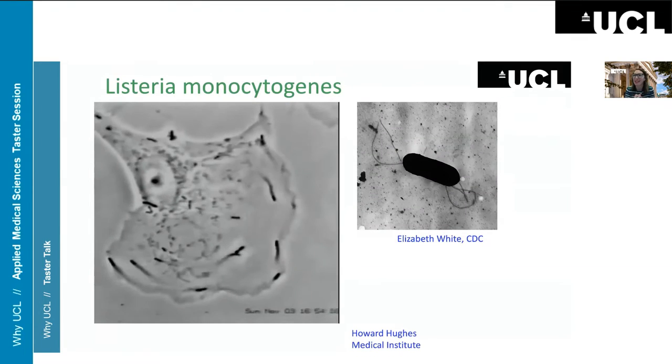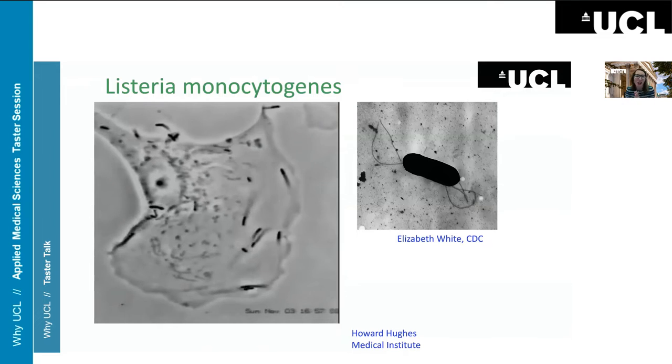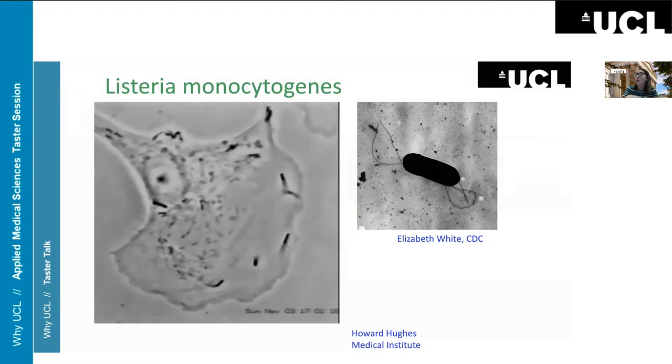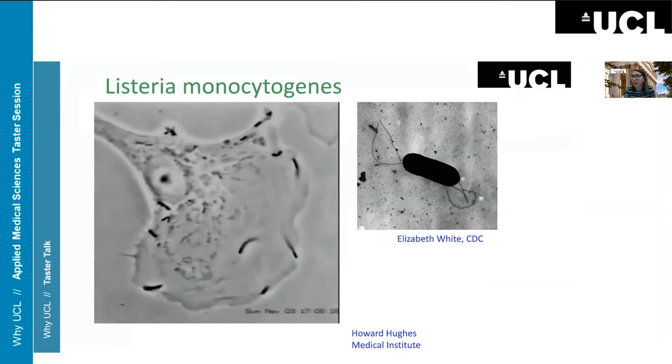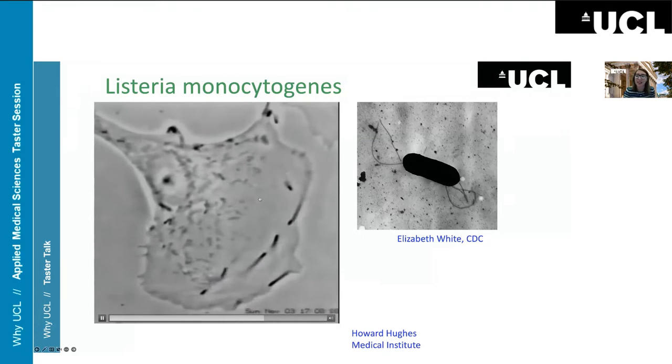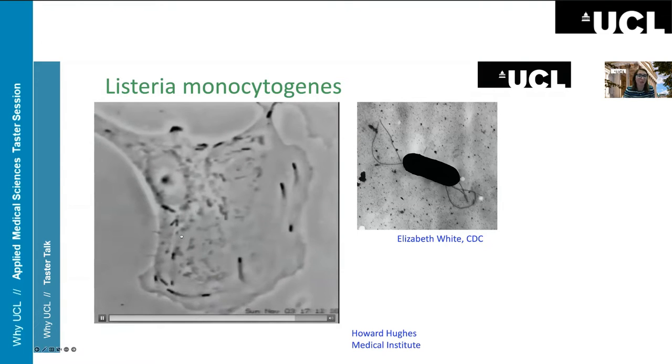It's one of my favorite bacteria. It's called Listeria monocytogenes. This guy lives inside cells all the time. It has no extracellular life cycle. It only lives inside cells, and it can move around. Isn't that awesome? Look at them rocketing around.